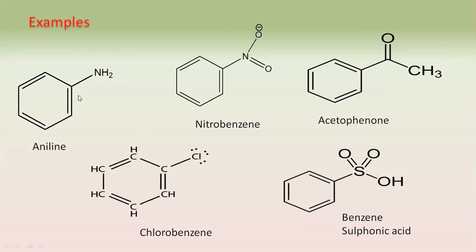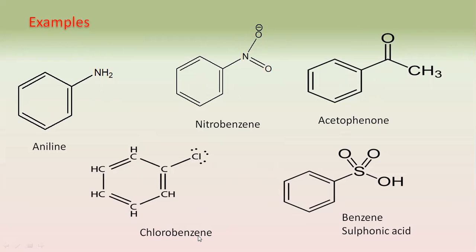Aniline, C6H5NH2. The NH2 group is present on this phenyl ring. Nitrobenzene, NO2 group. So the NO2 group is present on the phenyl ring. Acetophenone, in which there is the benzene ring and CH3 group. They are bonded with the C double bond O, which contains the ketone as a functional group, and its name is acetophenone.